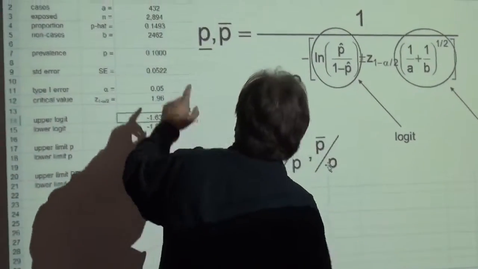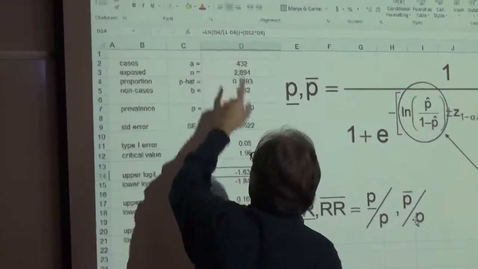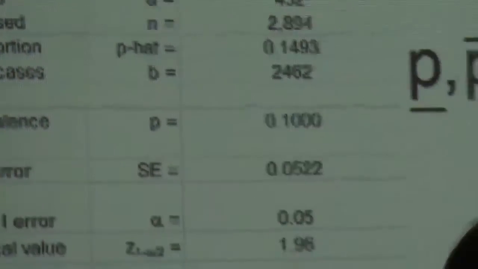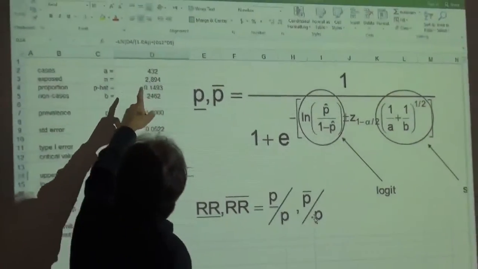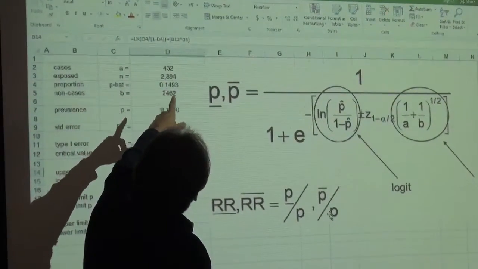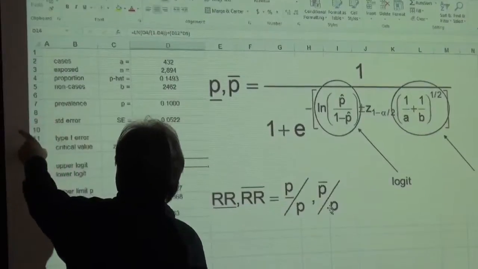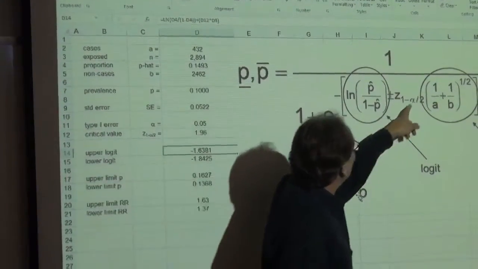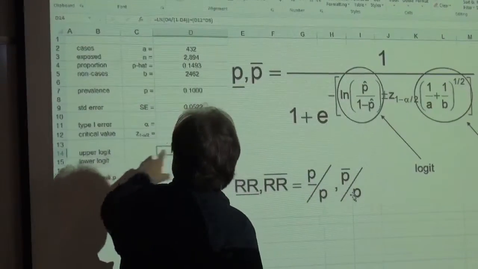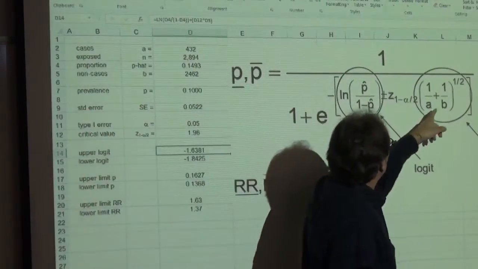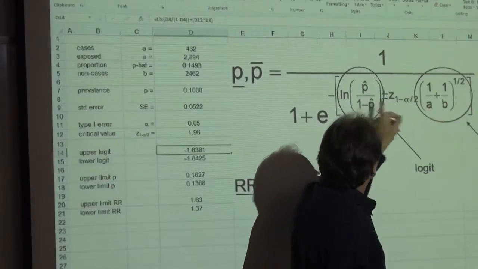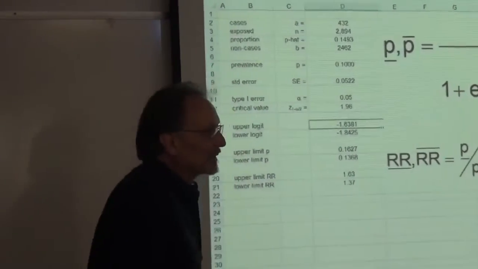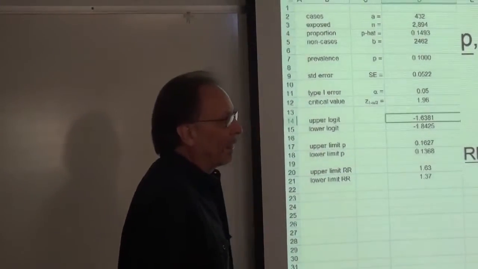And upper and lower, see, is d4 over 1 minus d4. That's p hat. Okay, so it's that unit. And then minus d12, the 1.96, which is z, times d9, which is the standard error. So the upper logit was plus, and the lower logit is minus. Does that help? Yeah, I didn't realize the logit was both.